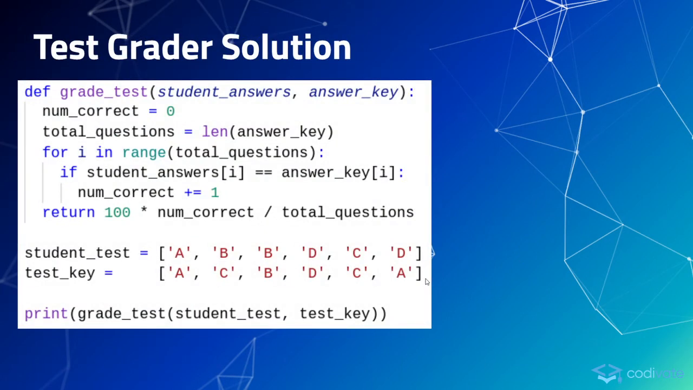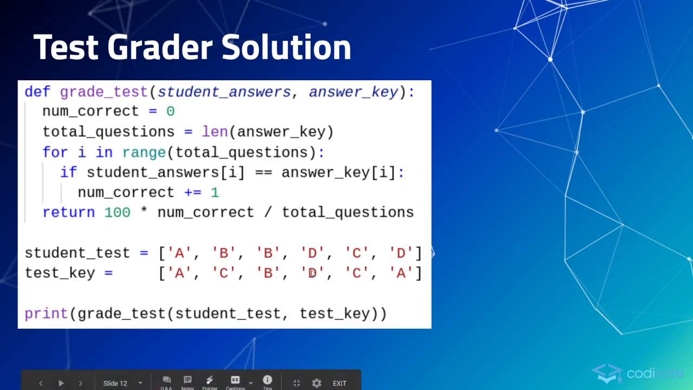Once we're done writing our function, it's always a good idea to test it. So you make a student test that will have the results of the answers that the student wrote, and a test key that will be the actual correct answers for the test. We're going to print the function call and put in the correct parameters, the student test and the test key.